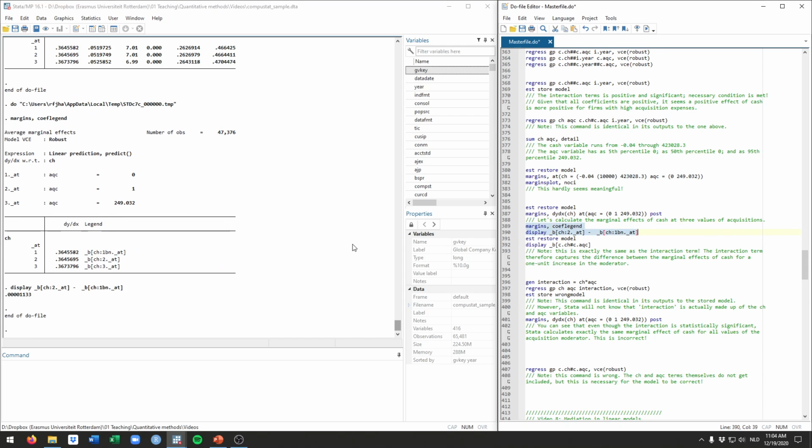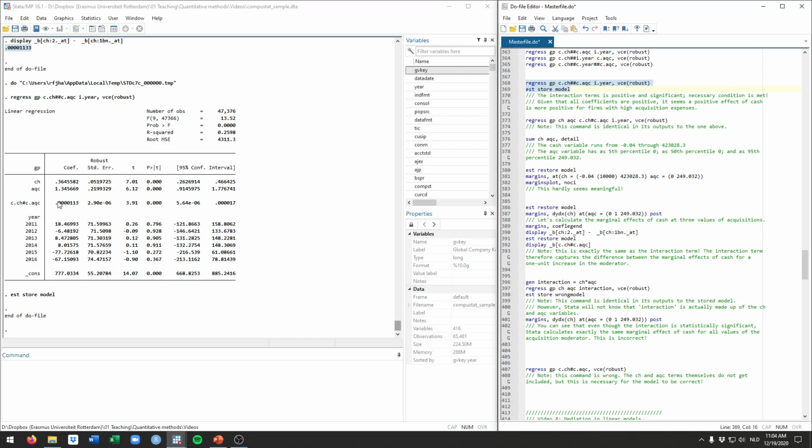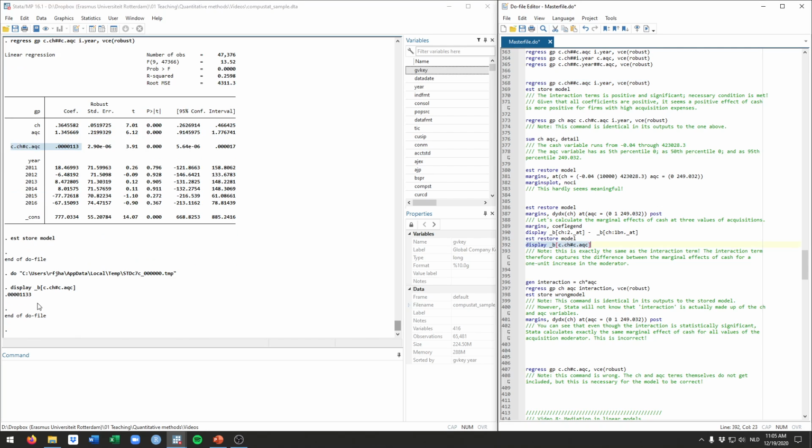So let's see how Stata stored our marginal effects just now, and let's compare the effect of cash when acquisitions is 1 with the effect of cash when acquisitions is 0. And here you might see this 0.401133. And if we just run the model again, that's also exactly what this interaction term is. So what I just want to show you here is the interaction term is essentially the change in the marginal effect, so the change in the effect of cash as acquisitions goes up by 1. Right? You can see that here, it's exactly the same.